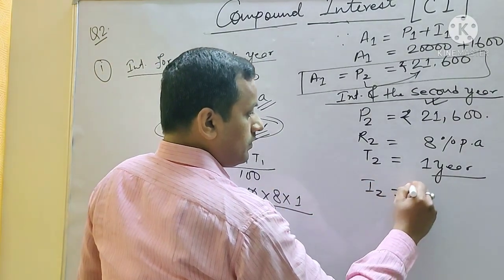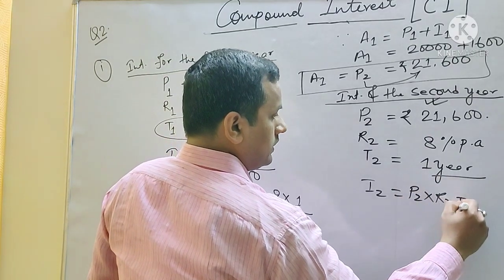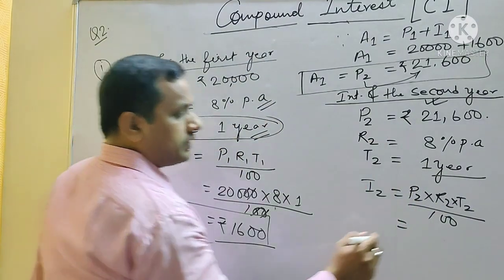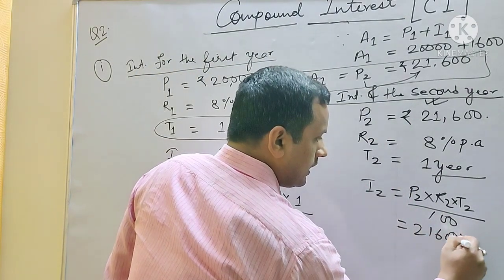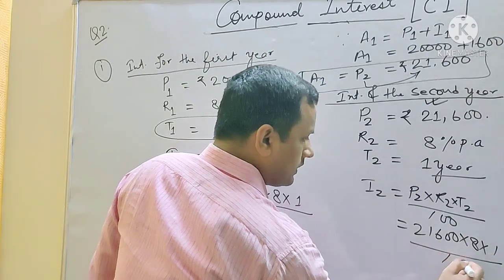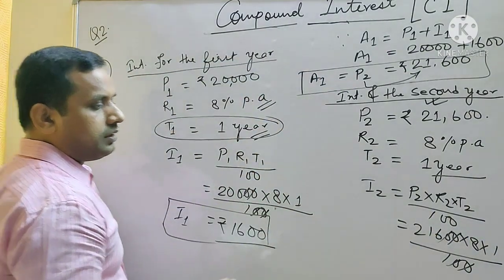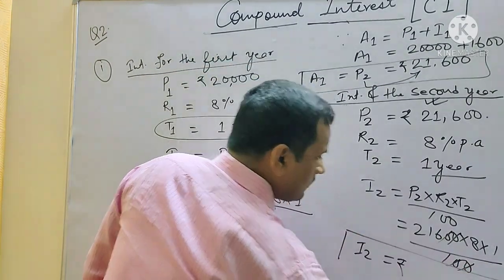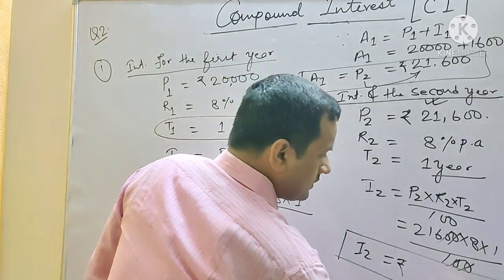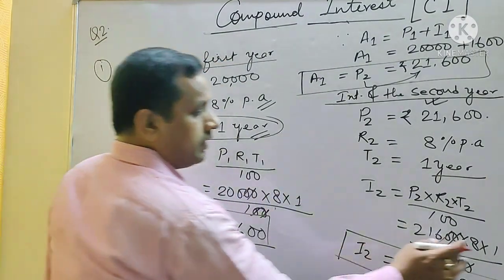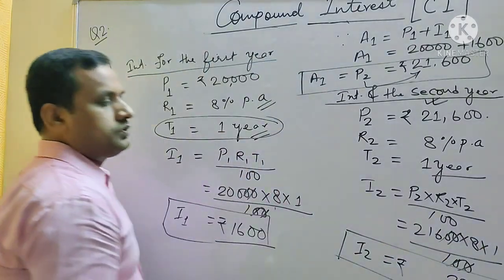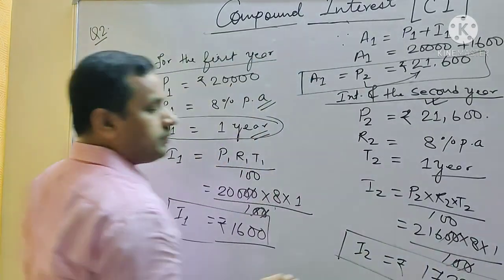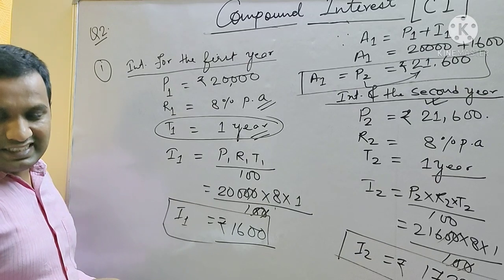So for the second year, we have to find the interest, that will be I2 equal to P2 into R2 into T2 upon 100. Our second principal is 21,600 into 8 into 1 upon 100. Cancelling the common 0s, we will get the interest of the second year I2 equal to 1728. This will be the interest for the second year.